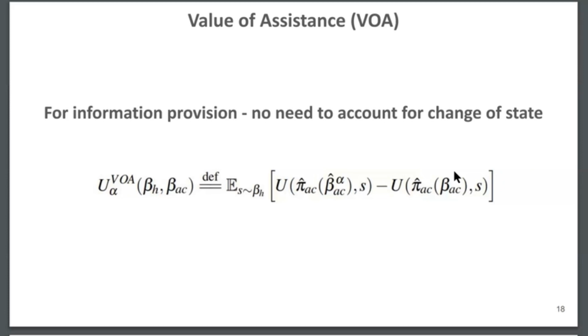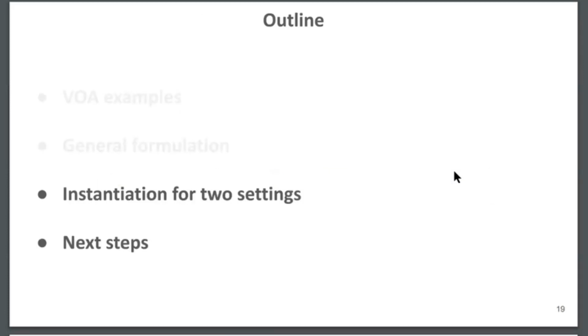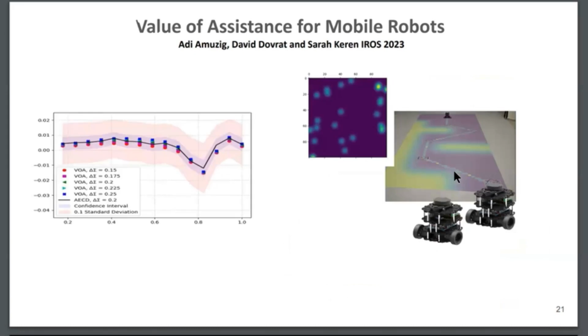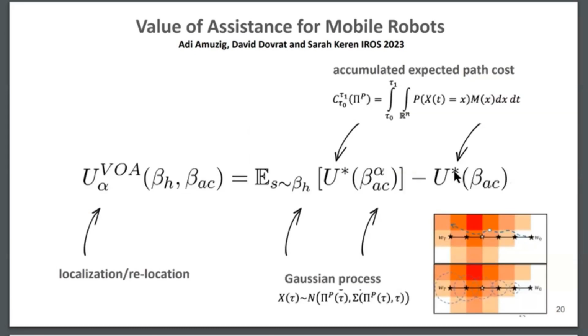And this is just a formulation that is a bit simpler because when we give information, we don't change the state of the environment. And this idea has so far led to two threads of work. One of them is for the navigating agents that I've showed you, taking into account the fact how they reason about their position in the world, here using the Gaussian process and the accumulated past cost.